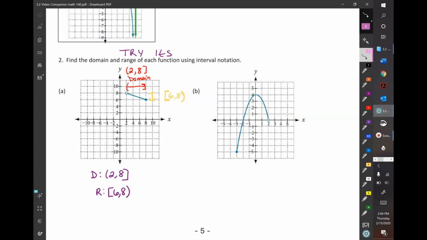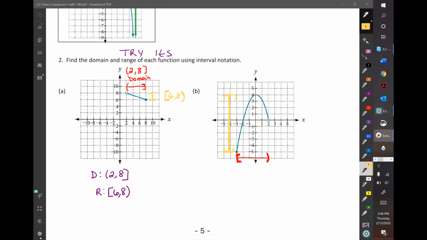Again, it starts to look like points if you're not careful, especially if both ends weren't included. And then the range is the up and down. So I'm going to start at the lower one, which is 6, with a bracket, and then it goes up to 8 with a curved parenthesis.